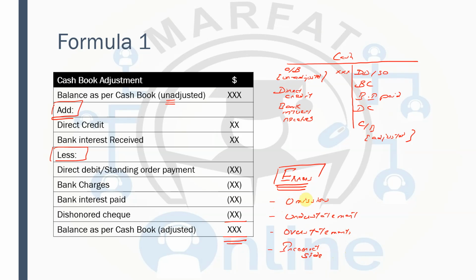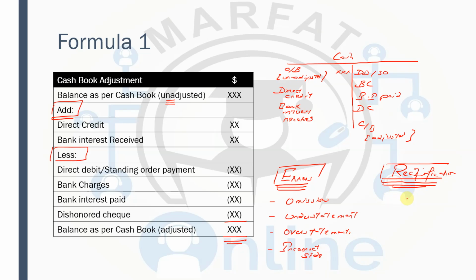Omissions, you forgot to record something within the cash book. Understatement, you recorded less amount than actual. Overstatement is you recorded more amounts than actual, and the incorrect side, or you can say the wrong side of the T account of the ledger. So once you have errors within the cash book, you need to rectify them. Examiner may ask you regarding the rectification. Rectification simply means rectifying the errors.